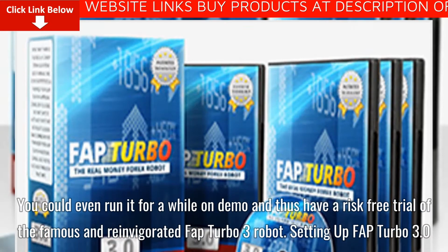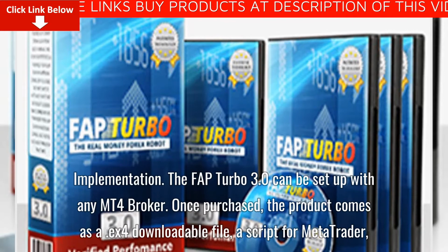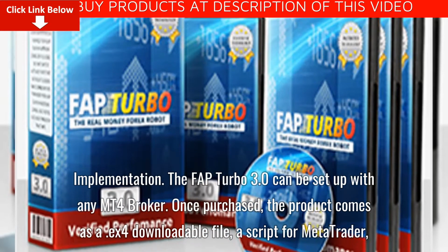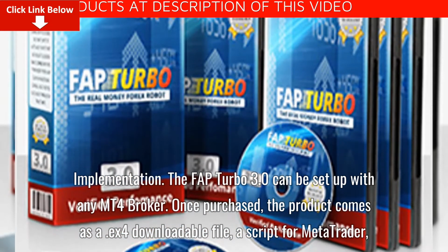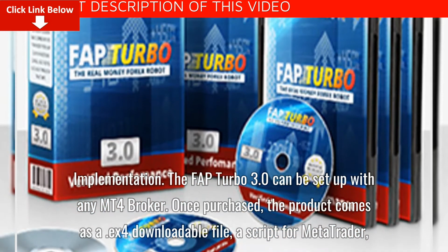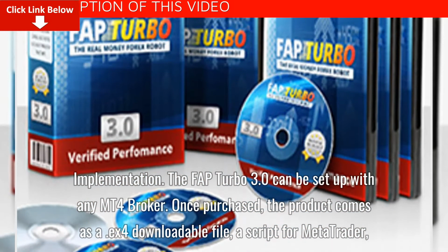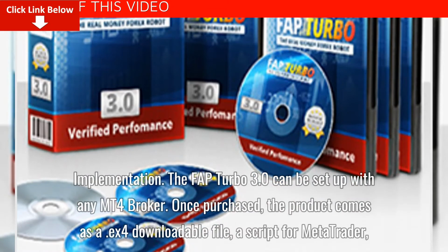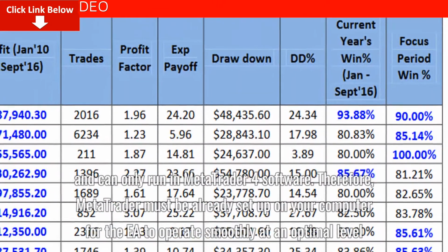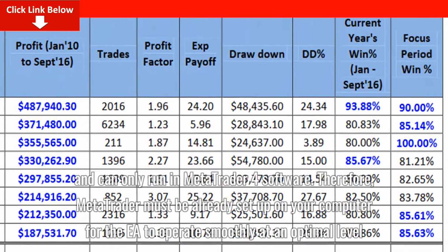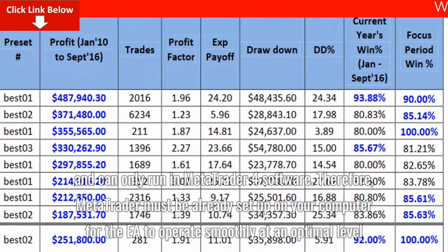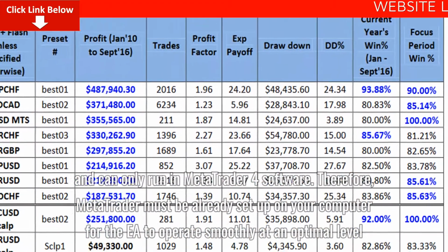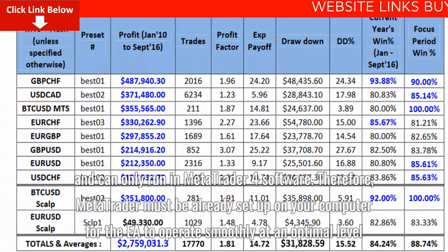Setting up Fap Turbo 3.0. Implementation. The Fap Turbo 3.0 can be set up with any MT4 broker. Once purchased, the product comes as a .ex4 downloadable file, a script for MetaTrader, and can only run in MetaTrader 4 software. Therefore, MetaTrader must be already set up on your computer for the EA to operate smoothly at an optimal level.